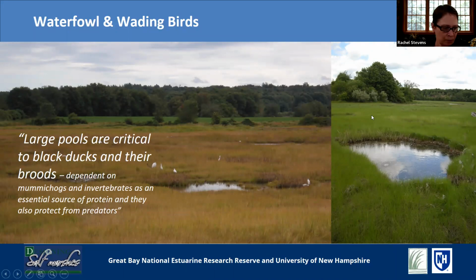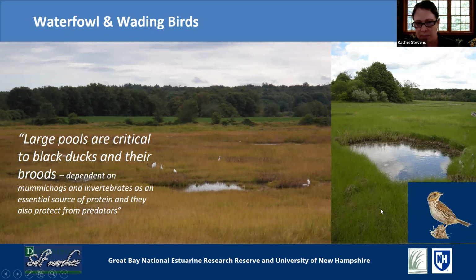This is a quote from our retired waterfowl biologist, Fish and Game's waterfowl biologist, pointing out that large pools can be critical to waterfowl, particularly because the deeper ones dry out later, so they wet longer, so will support fish, which wading birds and waterfowl can feed on. And then the larger pools themselves protect waterfowl from predation. Foxes and stuff don't get out into the water. They predate when they're close to the edge.